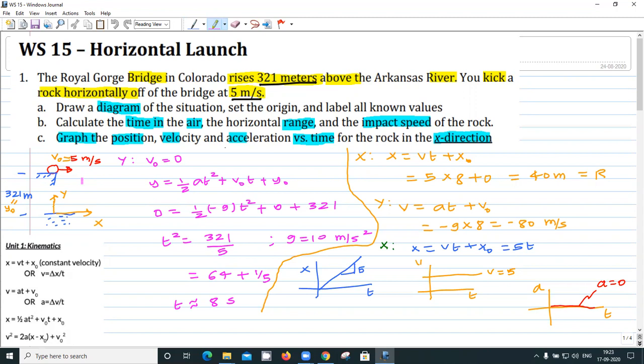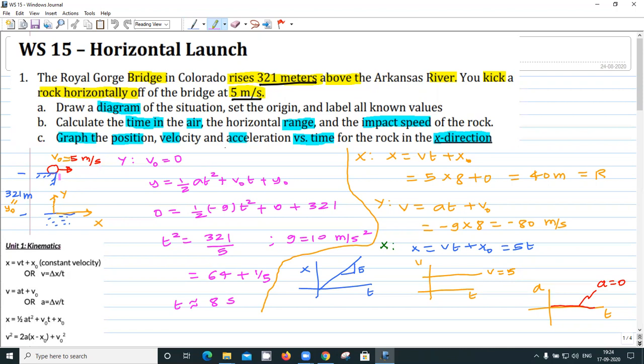Yeah, I got that. That's what I said also, right? You kick a rock horizontally off the bridge. So the initial velocity is horizontal and it's 5 meters per second. So this is the data that's been given in the problem.